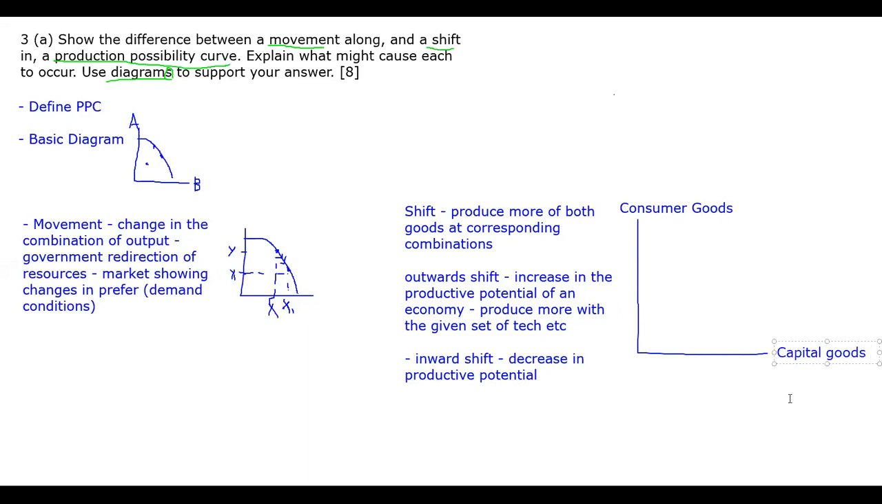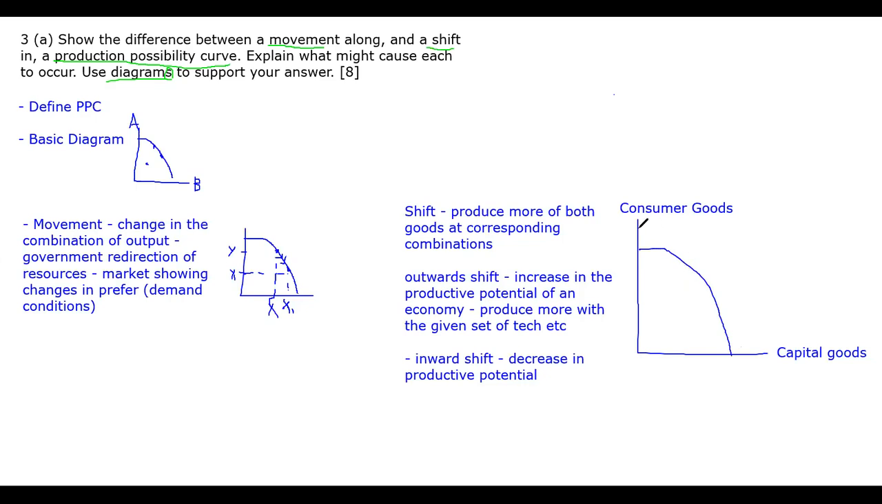And in this particular diagram, you could combine both. You could show a movement and a shift. I'll just show a shift just to not be confusing. But what you could do, you could show how if the economy moves towards a combination of more capital goods, that leads to a shift.